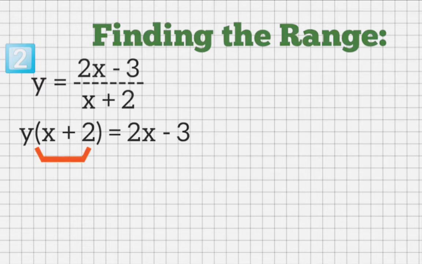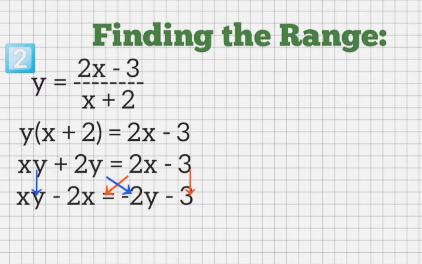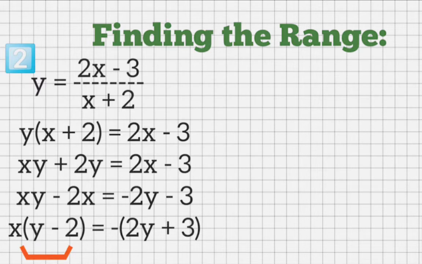Let's expand the left side. Y times x is xy, and y times 2 is 2y. Copy the right side, 2x minus 3. Combining similar terms will give you xy minus 2x is equal to negative 2y minus 3. Let's take out x on the left side. X times y minus 2. Extracting negative 1 on the right side will give you negative value of 2y plus 3.